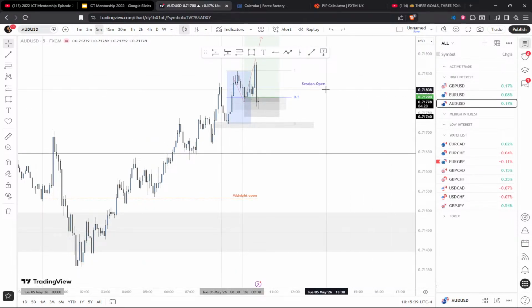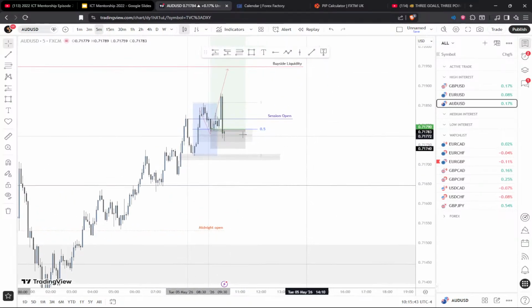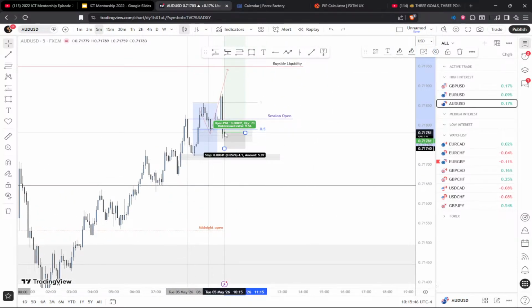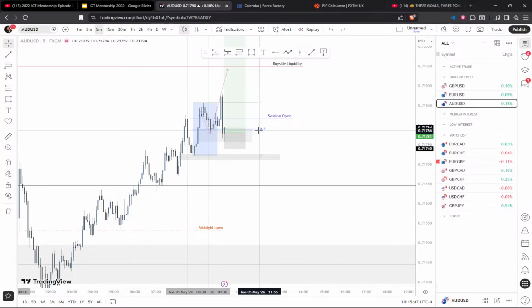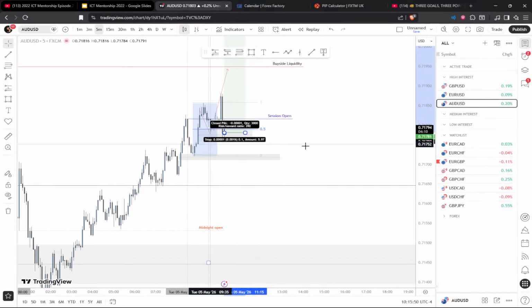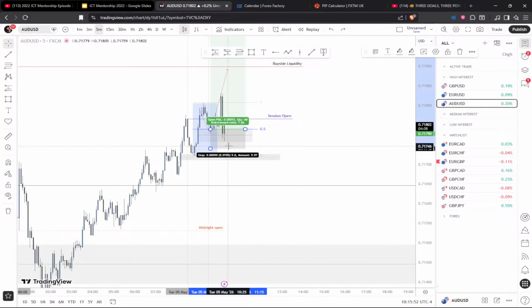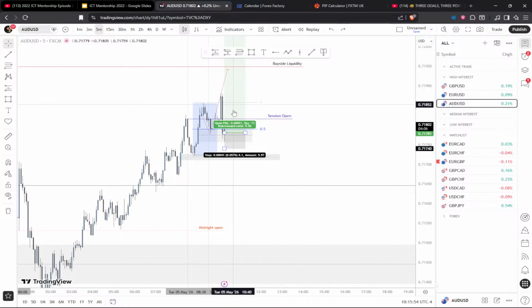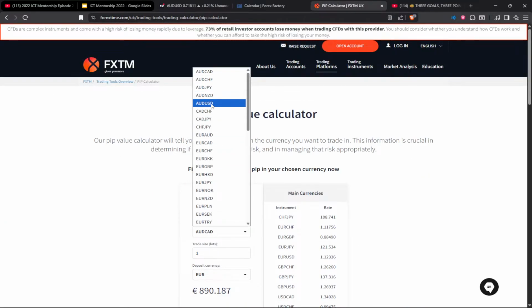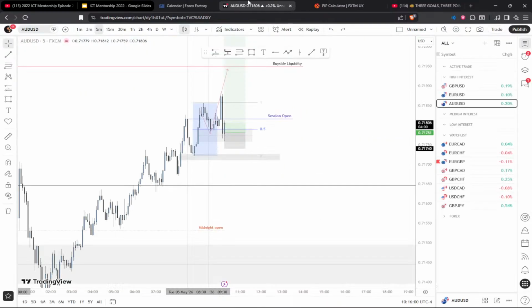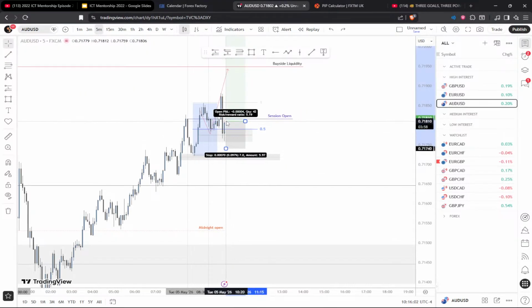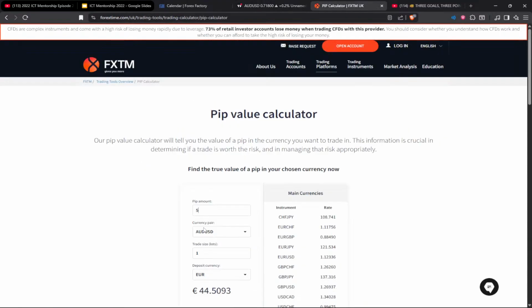Okay, AUD technically is valid. We've come back into this area here, below the area that we want, which the loss is about 5 pips. Red. Used a bit already. This bit.